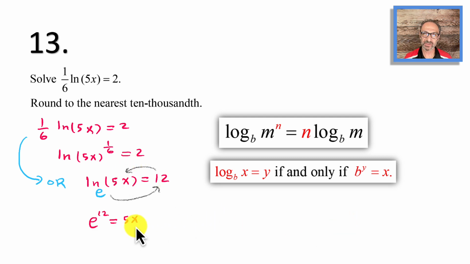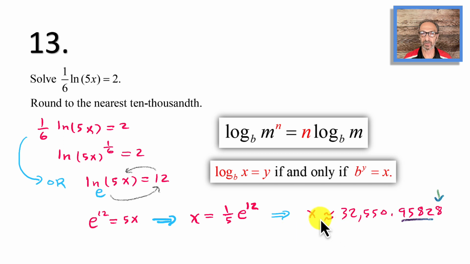We need to solve for x. So we divide both sides by 5. That becomes x equals 1/5 e to the power 12. Of course, this is with a calculator because we need to round to the nearest 10,000ths. Just plug it in the calculator and you get the following number. For 10,000ths, we need 4 digits. 8 is too high to ignore, so the 2 becomes 3. And that should do it for number 13.